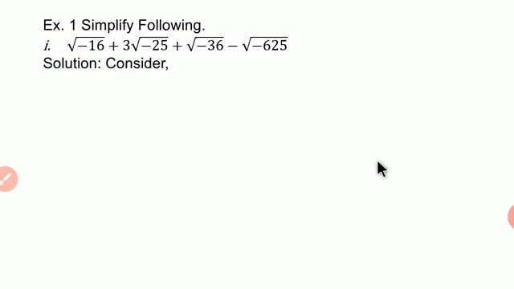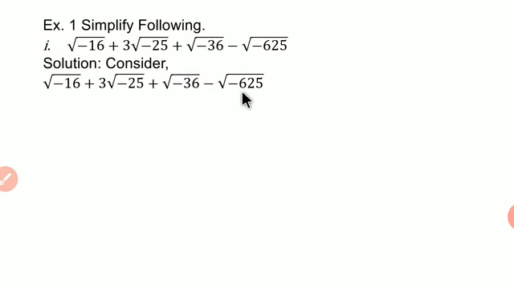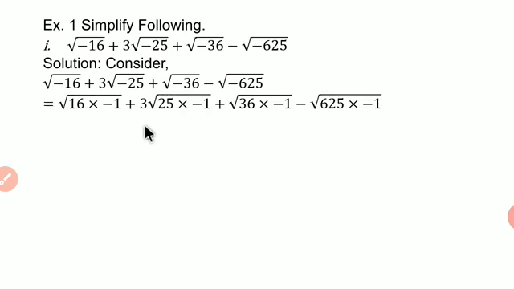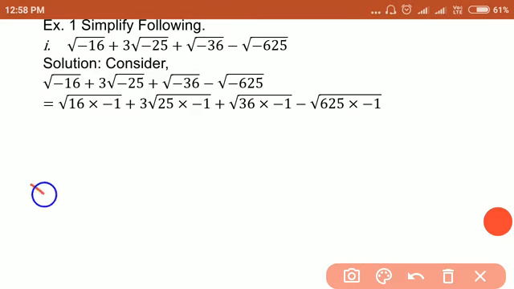So, see the solution. Consider the given term square root of minus 16 plus 3 into square root of minus 25 plus square root of minus 36 minus square root of minus 625. Now we know square root of minus 1 is equal to i. So we rewrite all these square roots in this way. Here square root of 16 into minus 1 plus 3 into square root of 25 into minus 1 plus square root of 36 into minus 1 minus square root of 625 into minus 1. Now in each term, the value of square root of minus 1 is equal to i.